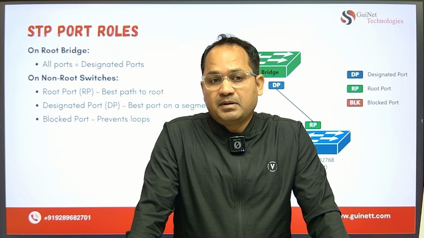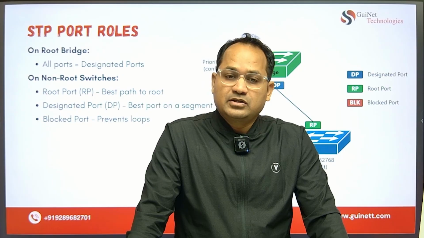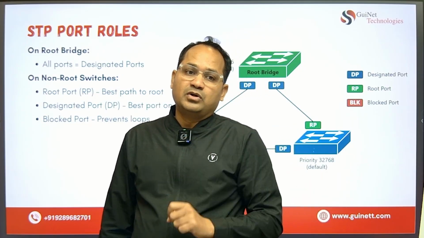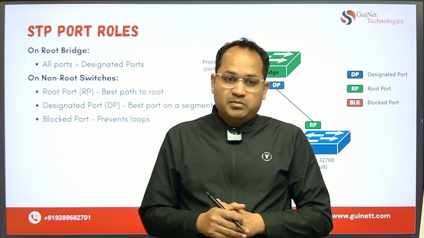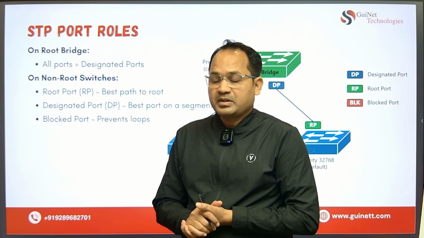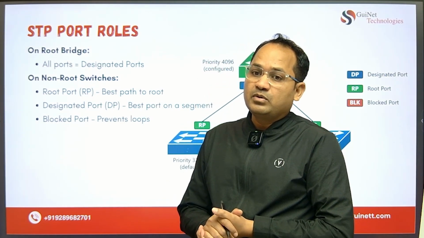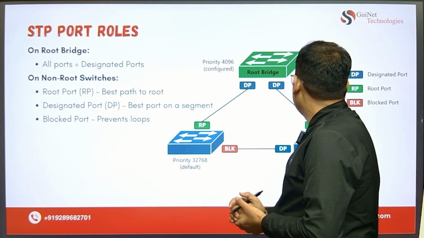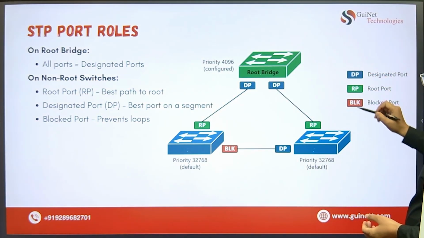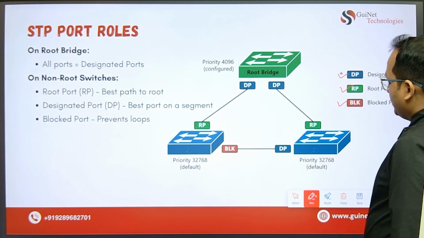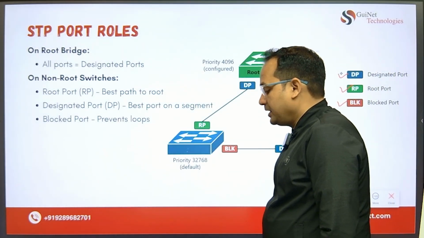But there are multiple port roles available in STP. The first port role is known as the designated port, and you are also going to find the root port and the blocking port. These ports have very significant roles. So you can see this is the designated port, this is my root port, and this is my blocked port. So which is going to be my designated port?